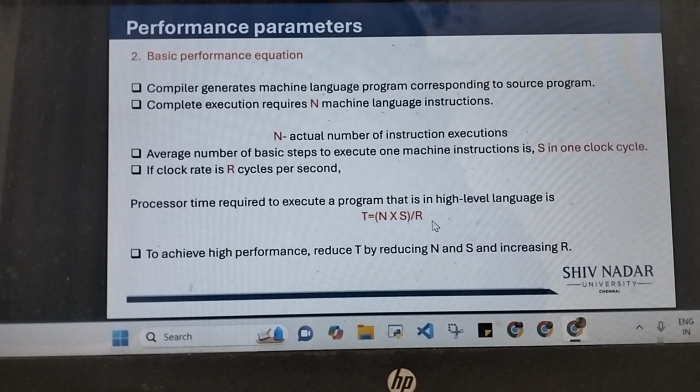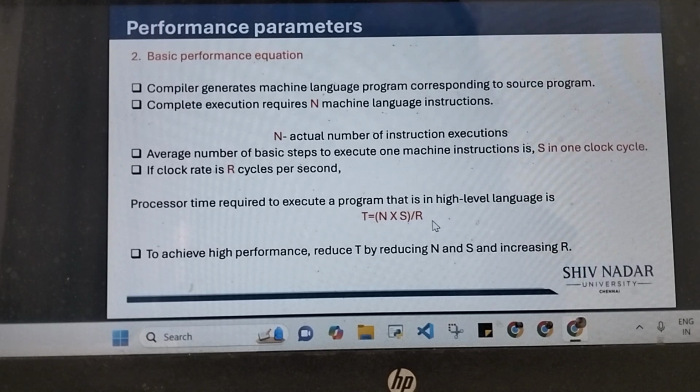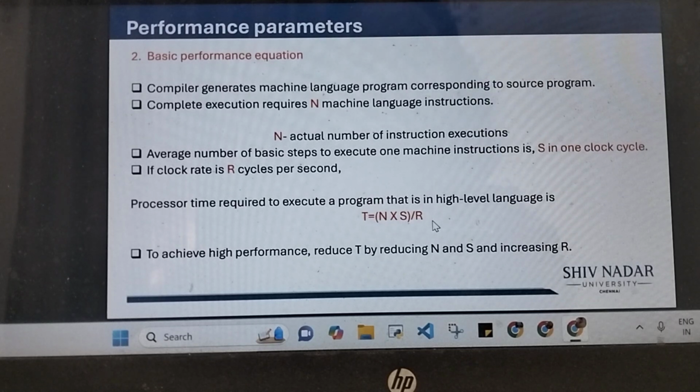When you want to compare the performance of two systems, you take a program, convert it to machine language, and figure out how many instructions there are. Then the hardware architecture will tell you how many instructions can be executed per cycle and what the clock rate is. Using these quantities, you will calculate T1 and T2 for computers 1 and 2 respectively, and then compare them. Whichever takes less time is going to be the more efficient or the faster computer. That's how we measure performance.